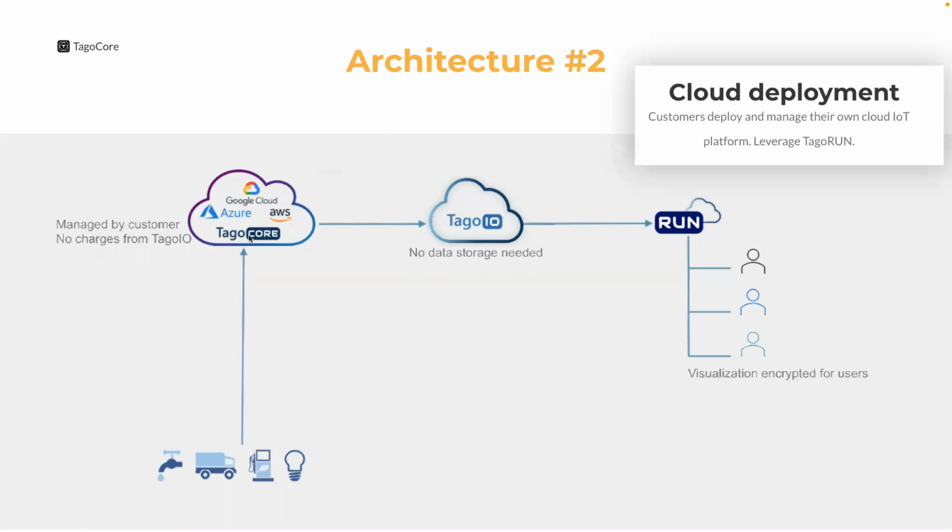And then TagoCore can, this is not required, but TagoCore can sort of forward this data to Tago.io, and then Tago.io forwards this data to TagoRun, where you are able to show your TagoCore data to your end users. But this part right here on the right side is not required. This is optional if you want to set up a visualization for your end users.